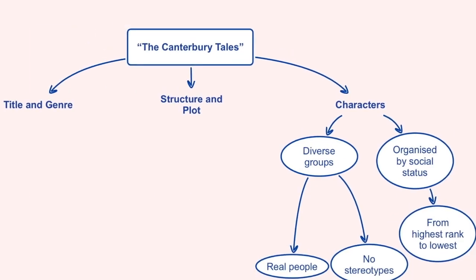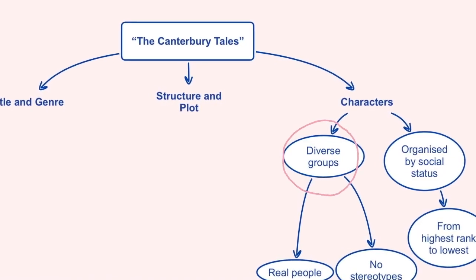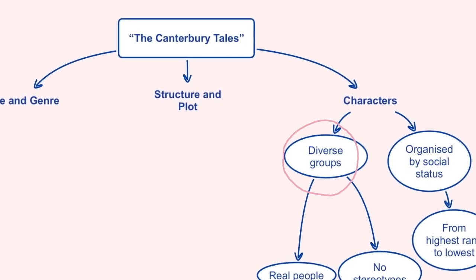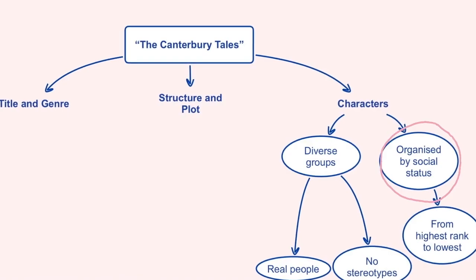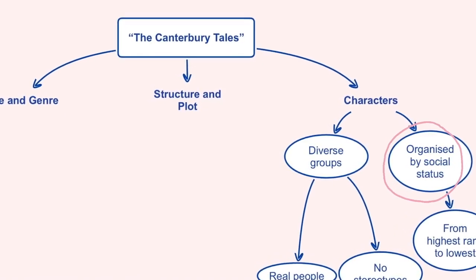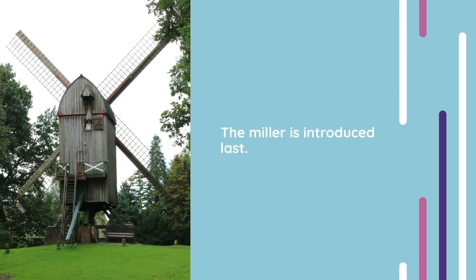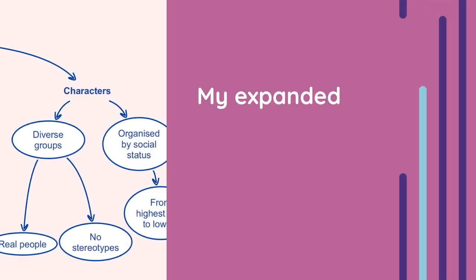Look at the map. The pilgrims are a diverse group from different medieval occupations and social estates. The characters are organized by social status in the General Prologue. The knight is introduced first. The miller is introduced last. My expanded version is this.